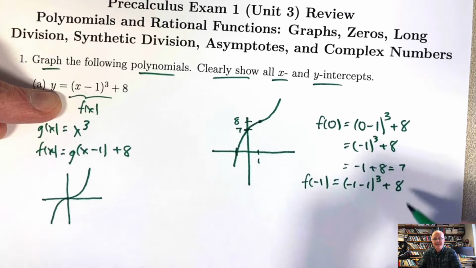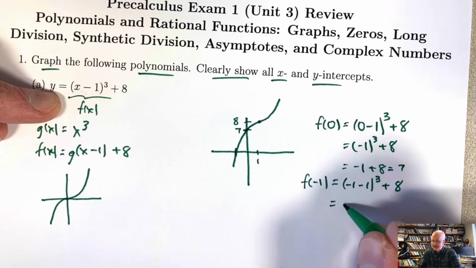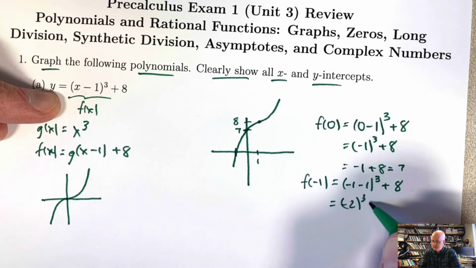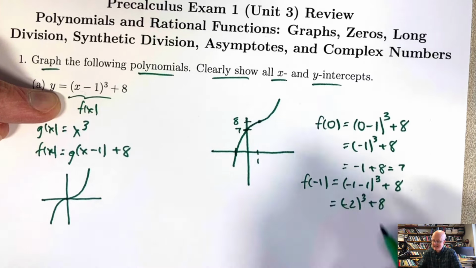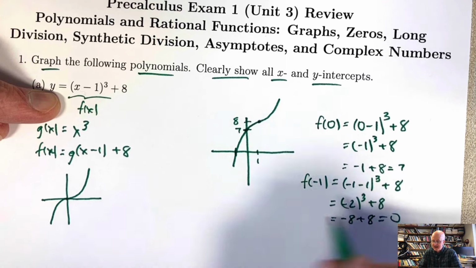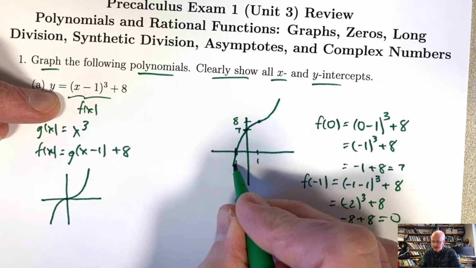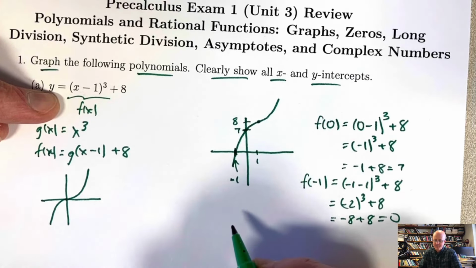Let's see what happens. So we get (negative 1 minus 1) cubed plus 8. That's (negative 2) cubed plus 8. Negative 2 times negative 2 times negative 2 is indeed negative 8, plus 8 is 0. That confirms the x-intercept right here is negative 1. But what if you didn't know that?